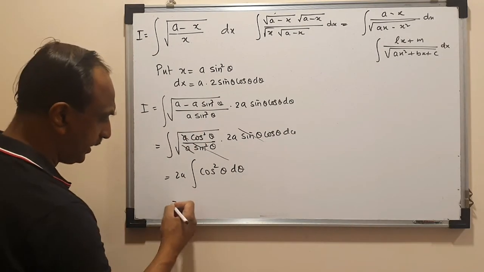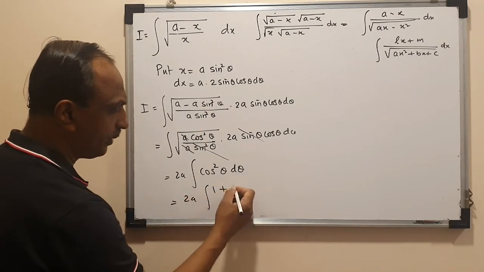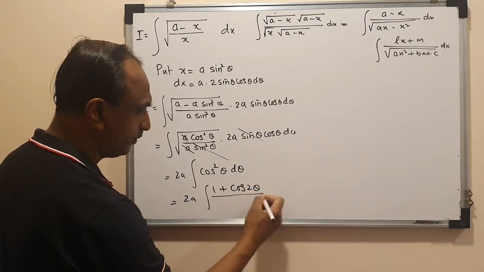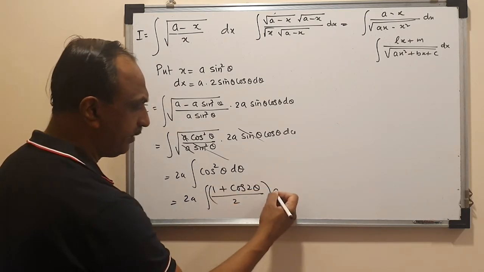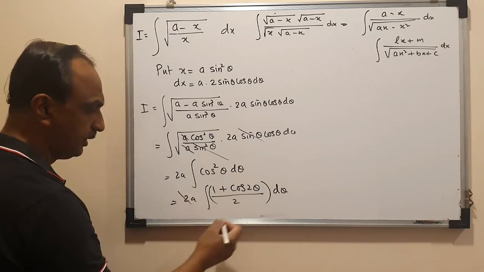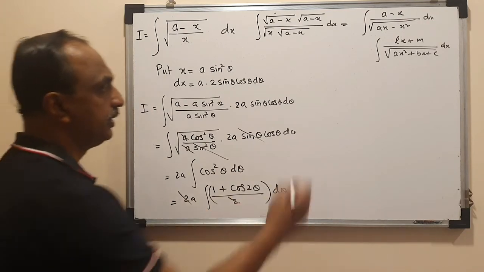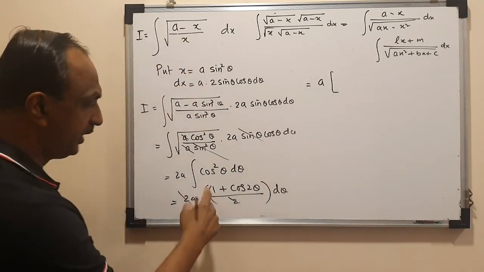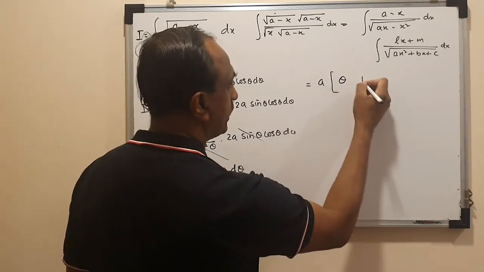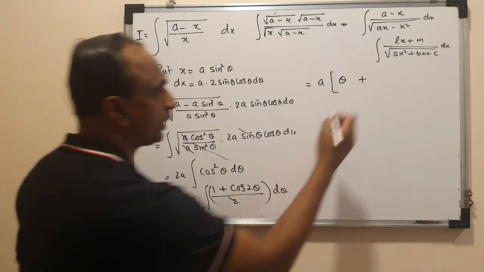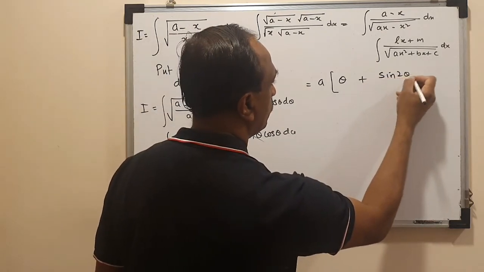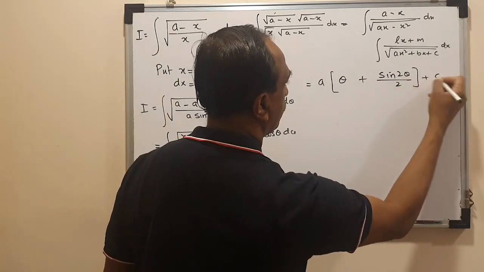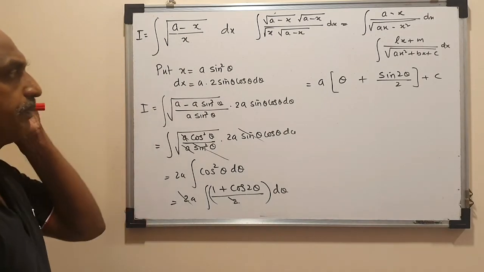Now you can integrate this by writing cos square theta as 1 plus cos 2 theta by 2. This is a method that we apply whenever cos square theta comes. 2 will get cancelled. So now my integral became a, a is a constant. Integral of 1 with respect to theta, so theta. Integral of cos 2 theta, that is sine 2 theta by 2, plus c. Now I need to make it back to x.